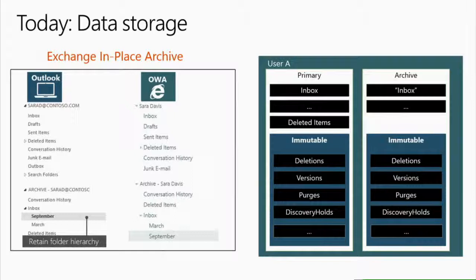So today, this is Exchange's archive. If you can see, you get the separate node called the in-place archive. You see the archive Sarah Davis. And if you see underneath, you have the recoverable items, which is your immutable container. And I'll talk a little bit more about that soon.